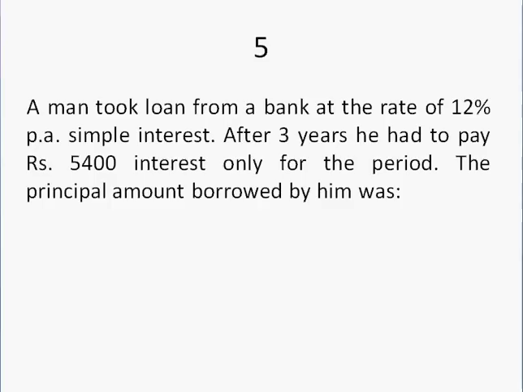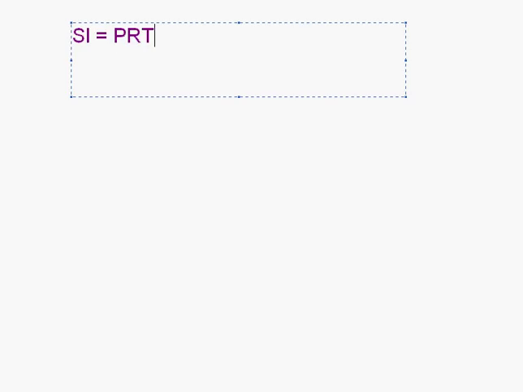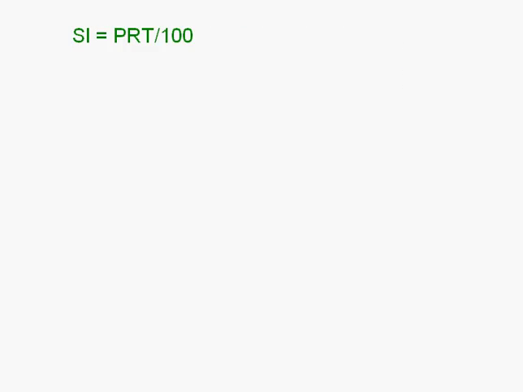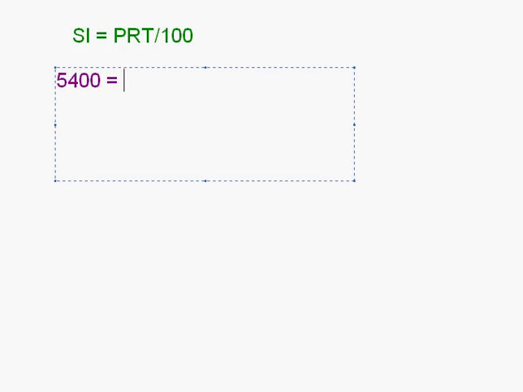This question is very easy. We'll do it again in the same way. We'll write the basic formula of simple interest. Simple interest is equal to PRT upon 100. So we need to put in all the values here. The simple interest is given to be 5400 rupees, and the principal is required to be found out. What is R? R is 12, and what is T? He took it for 3 years, upon 100.